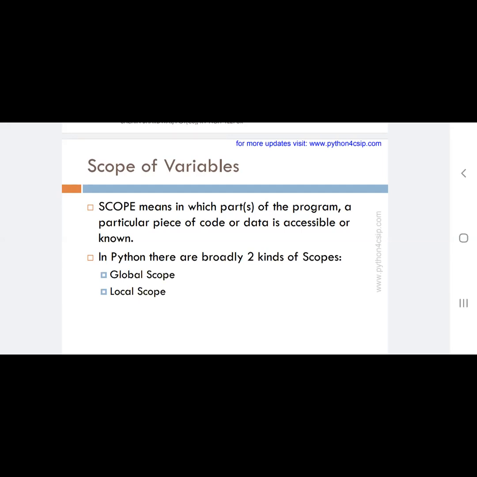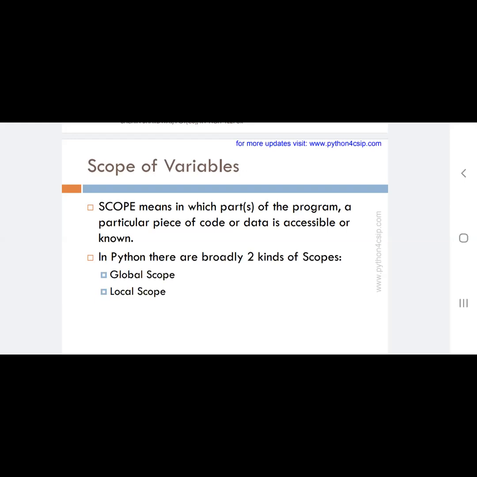There are two types of variables: one is the global variable, another one is the local variable. Two types of variables, global and local. From the name itself, you can easily identify. Scope means lifetime. What is the lifetime of the variable? I will explain it. Scope means lifetime, or lifetime means till where we can use the variable.